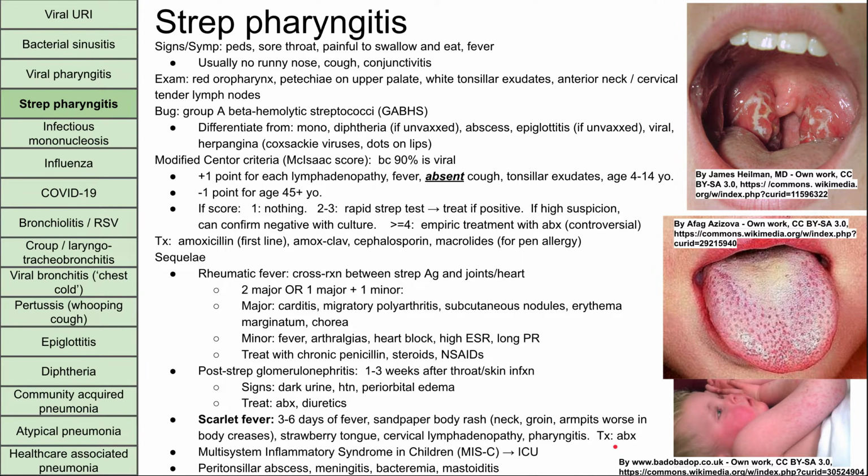There are some other sequelae. I won't talk about them too much here, but there's multi-system inflammatory syndrome in children. In kids that develop this, they need to go to the ICU for support. And strep can also progress to peritonsillar abscesses, to meningitis, to bacteremia, to mastoiditis behind the ear. So there's a number of sequelae that can happen from group A strep infections of the throat.